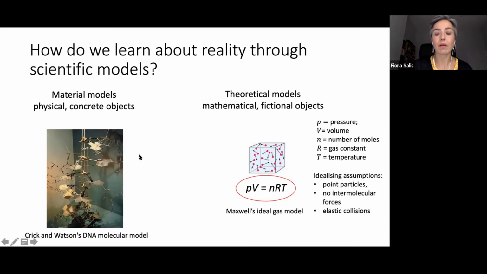This means, sorry, I have to move the bar. Okay, here we are, I have it on the slide.